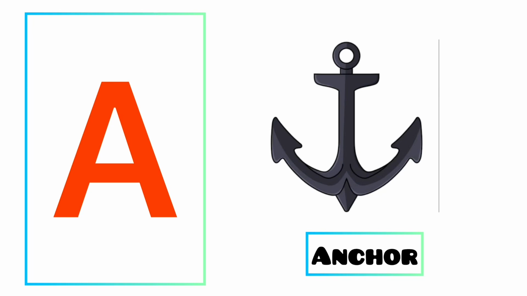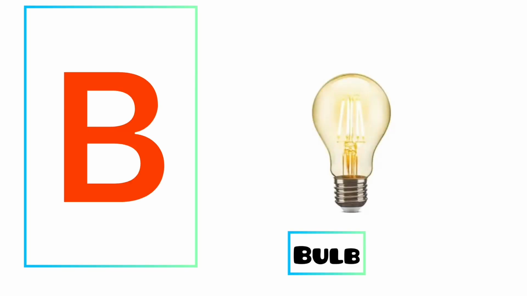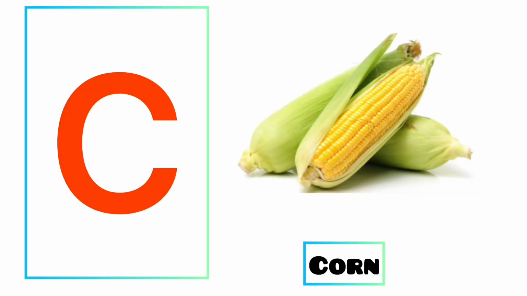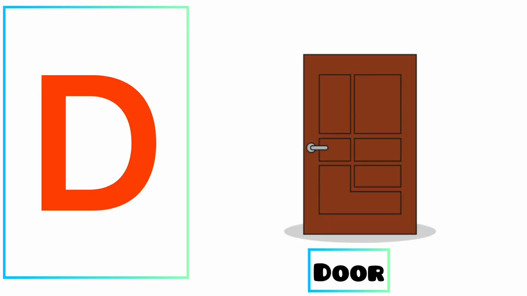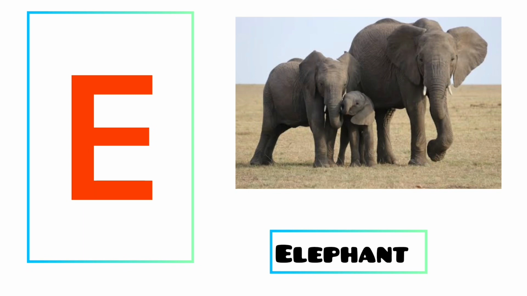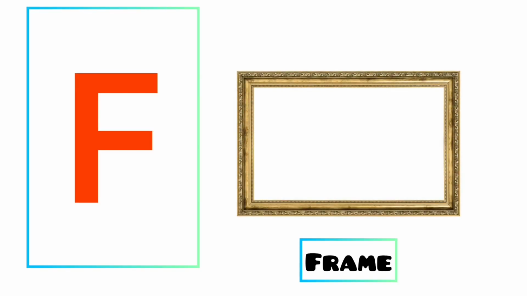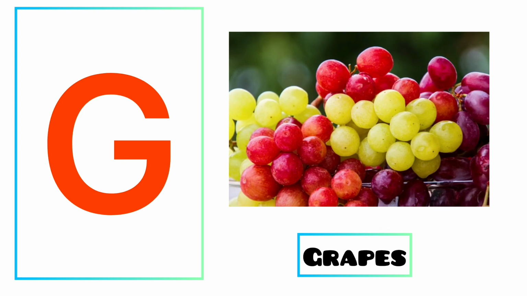A for anchor. B for bulb. C for corn. D for door. E for elephant. F for frame. G for grapes.